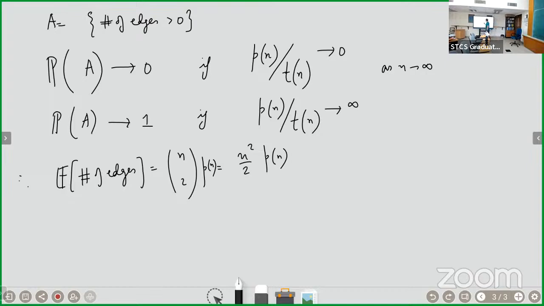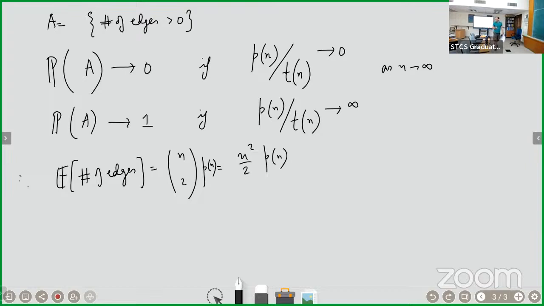So what is it telling you? P of n should be what order? No, so we know something, right? If a random variable's expectation is something, what is the probability it is greater than 0? There are quantities of interest. What I want to count is the probability of A, and what I know is the expectation of the number of edges. So this should have something to say about the probability of this event.